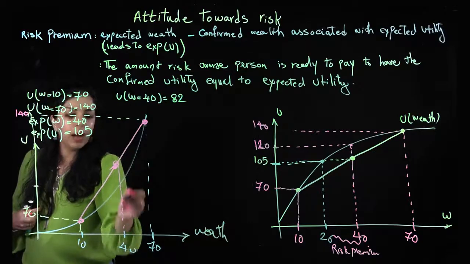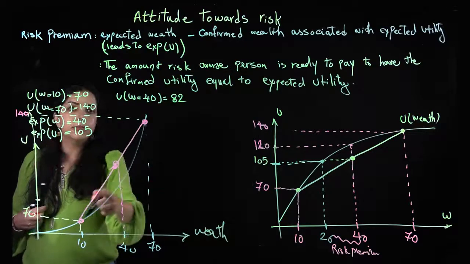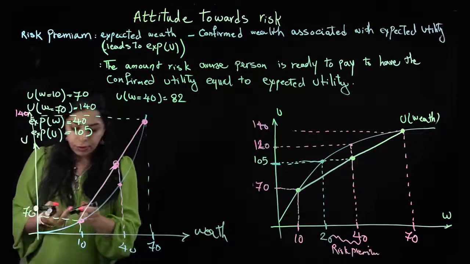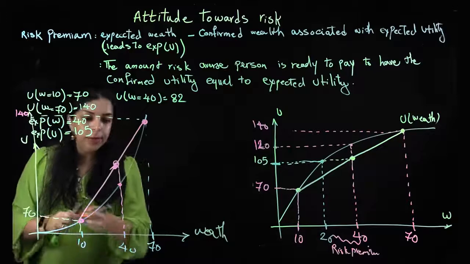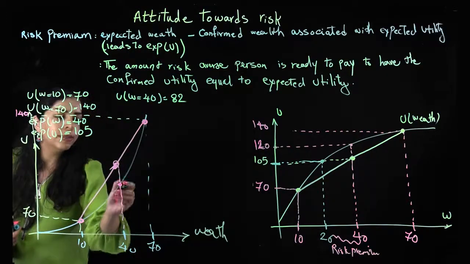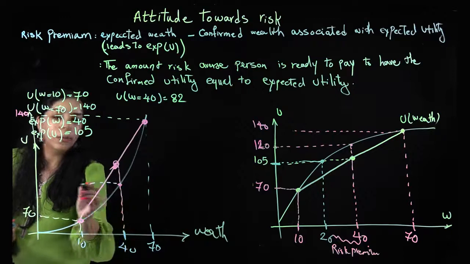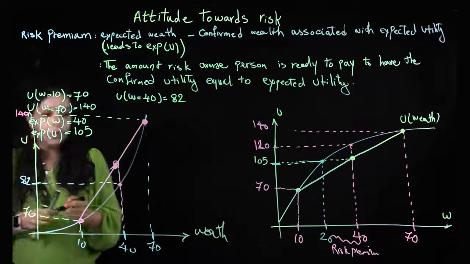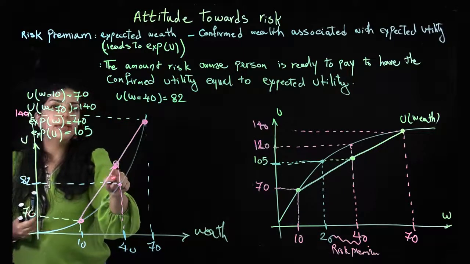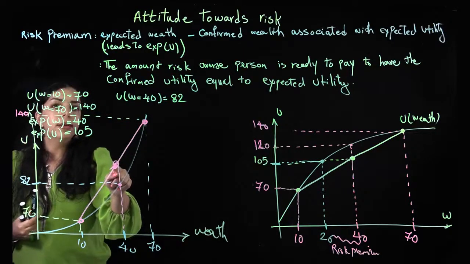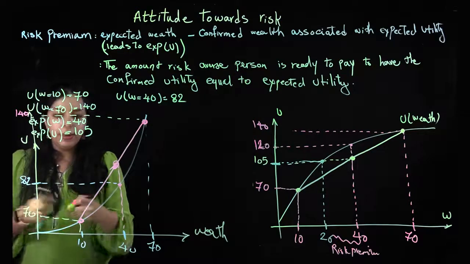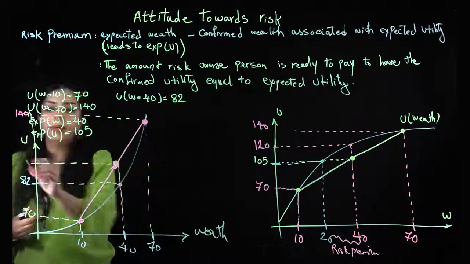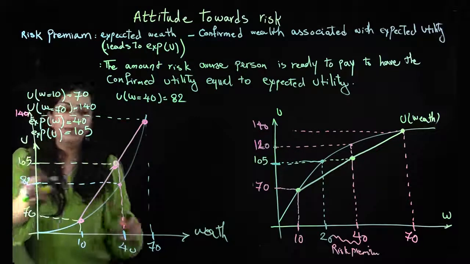But the confirmed utility of this wealth is 82. So from the wealth of 40 on the utility curve, I come here, so it is 82. This is the confirmed utility. But how about the utility associated with the expected wealth? From here again I come here, and we have calculated it, like the other one, it is 105.